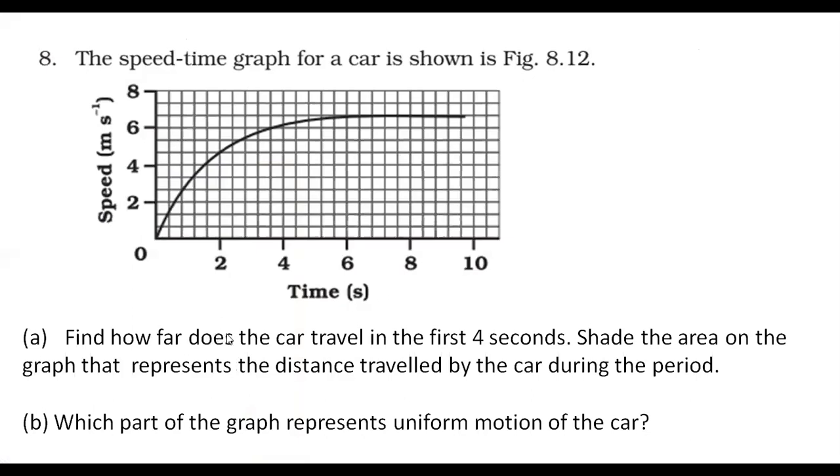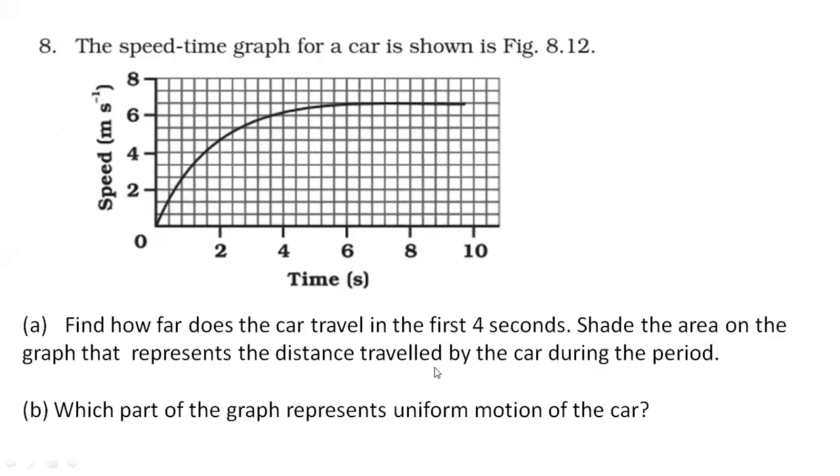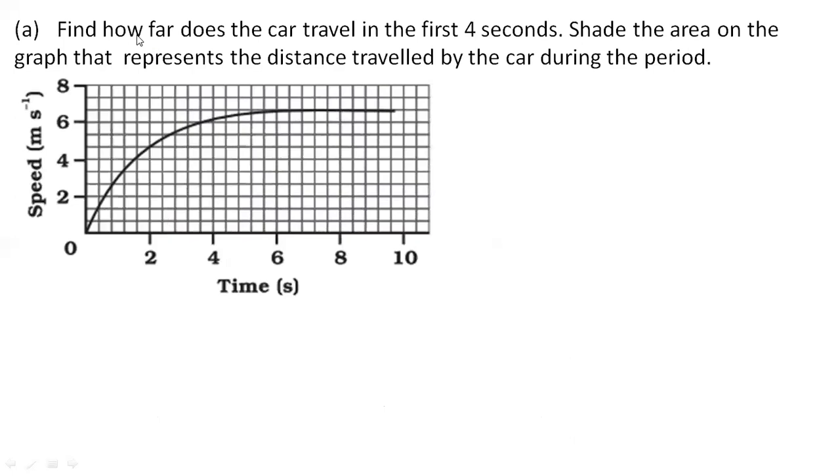We need to calculate area, and they have also said to shade the area on the graph that represents the distance traveled by the car during the period. So they want you to calculate the distance traveled in 4 seconds, and also to shade the area on this graph. And in the second question, they are saying which part of the graph represents uniform motion of the car. Let us try to answer the first question. First we will shade that part, and then we will solve for how much distance.